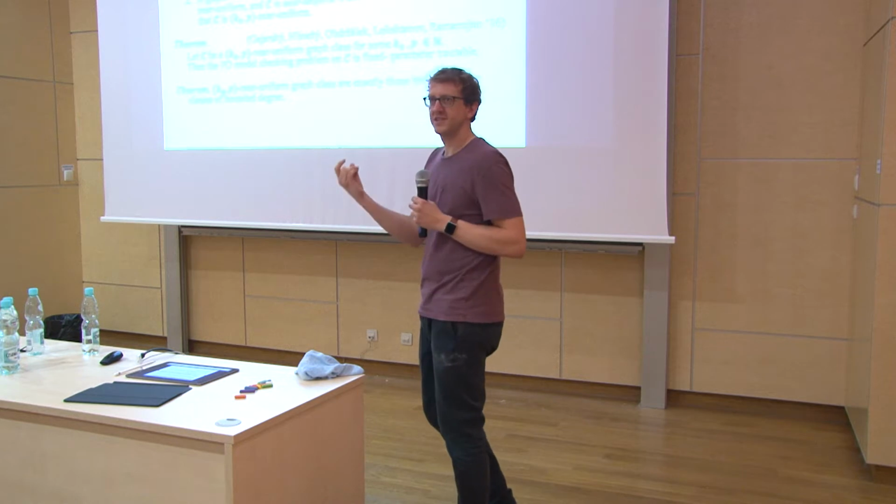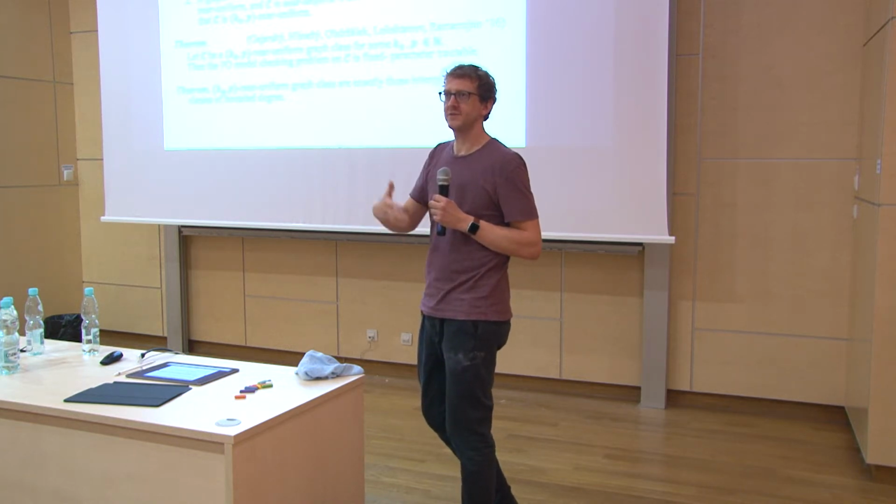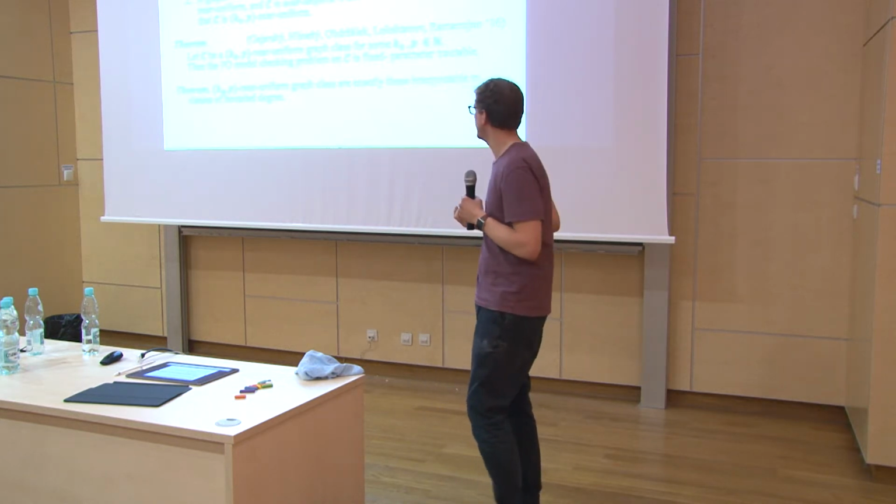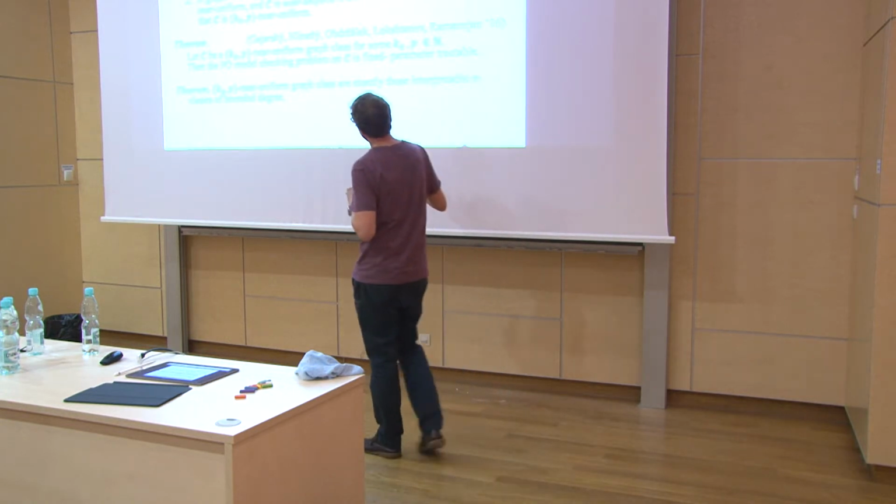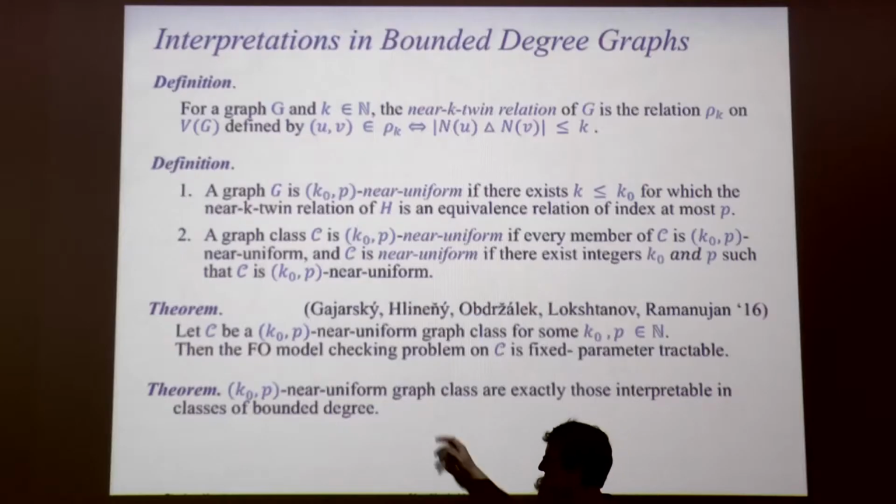And this is very nice because it just means we have a natural class of bounded degree graphs which we understand and which somehow appears and we like. We know how to do model checking, and if you close it under first order interpretations, then you get exactly this.